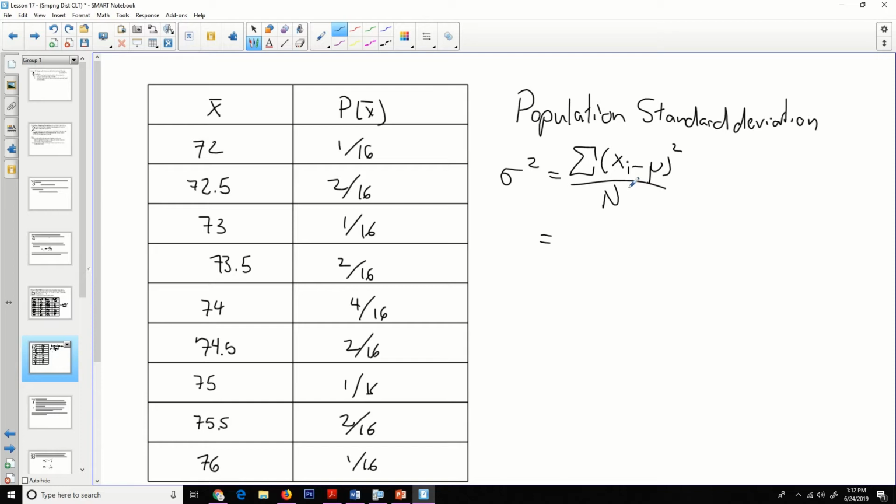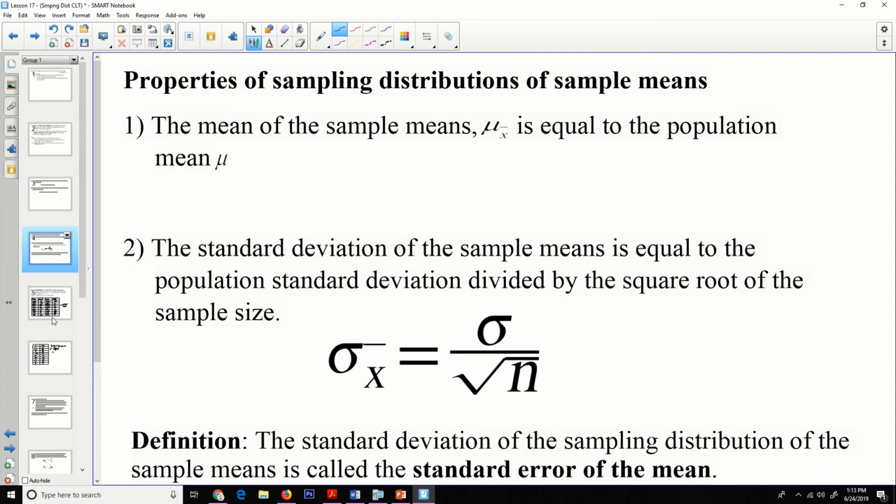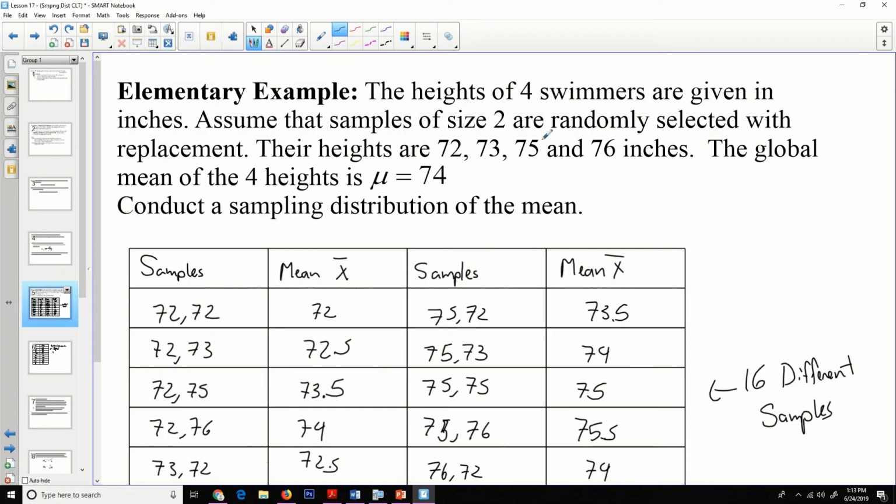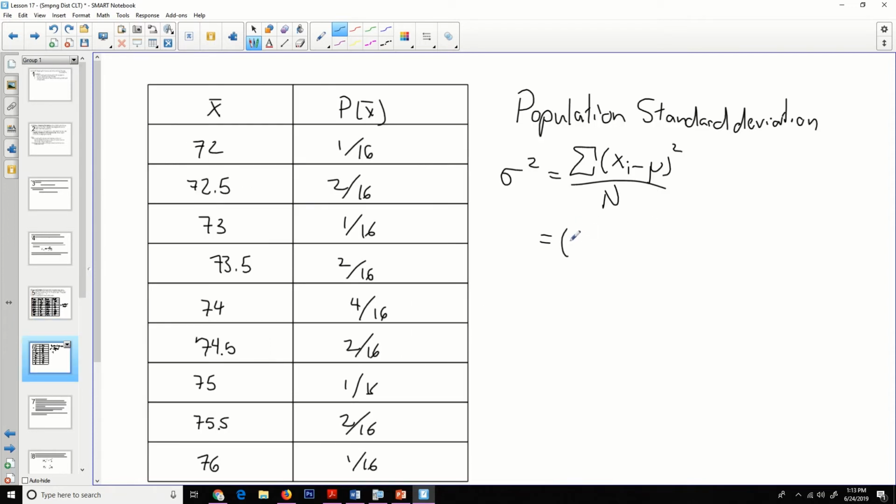if I make this calculation right here, since our population is 72, 73, 75, and 76, and our mean is 74. So to make that summation calculation, I'm going to go 72 minus 74 quantity squared plus 73 minus 74 quantity squared plus 75 minus 74 quantity squared plus 76 minus 74 quantity squared.